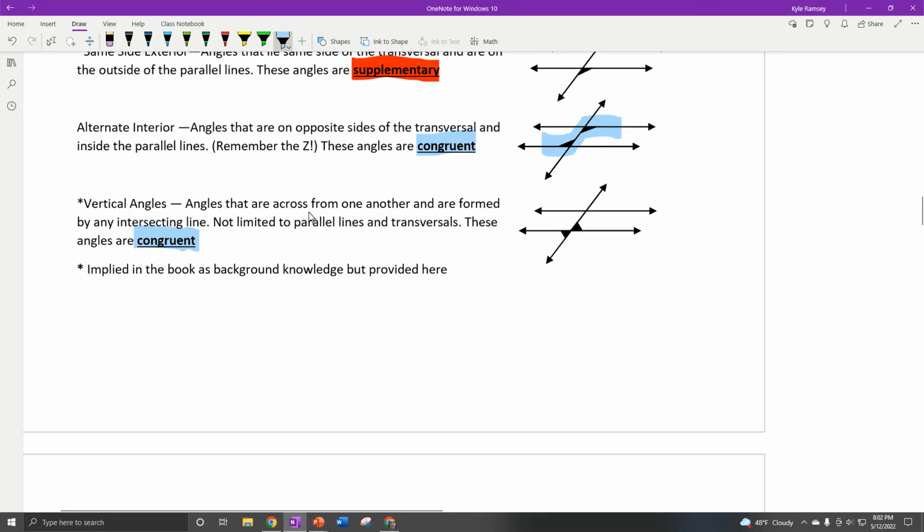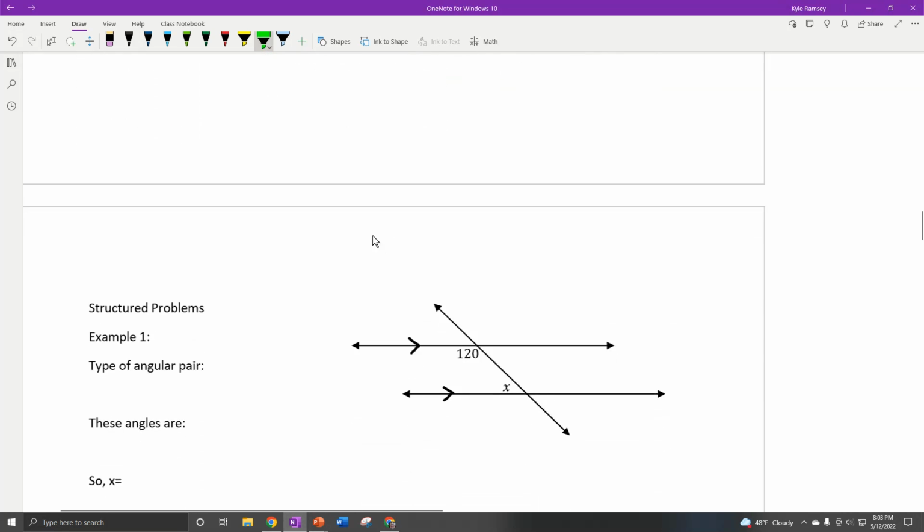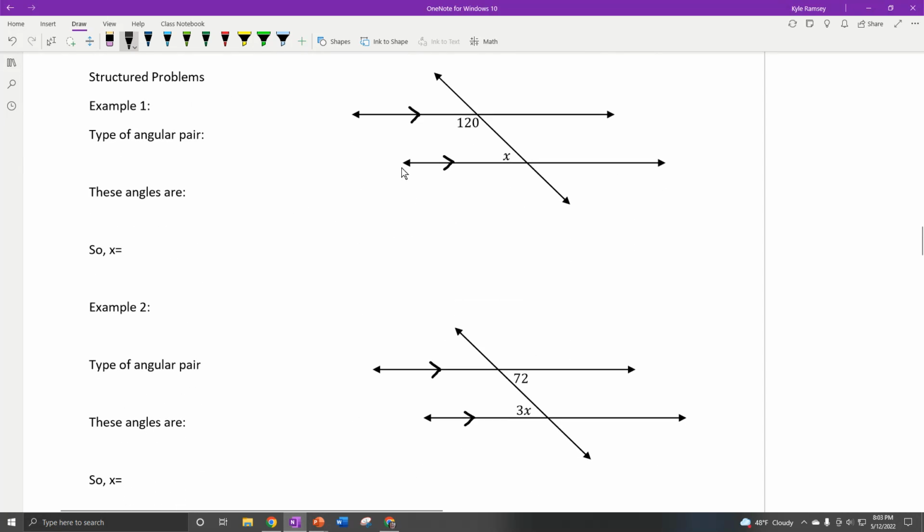Angles that are across from one another, as you see here, are formed by intersecting lines. So the very important thing to realize is this is not limited to parallel lines and transversals. So anytime you have intersecting lines, this is true. So these angles are congruent. Okay, so let's go ahead and have a look at some of these structure problems.